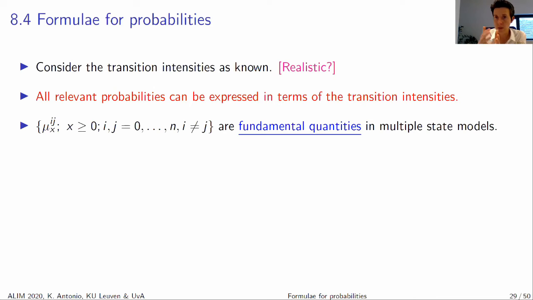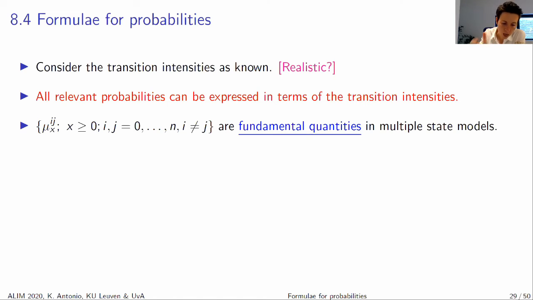And you also see that in the epidemiological models, also there the transition intensities are very important to monitor the dynamics of the disease, let's say. Yeah. So these are fundamental quantities. This is typically what we want to estimate from data.